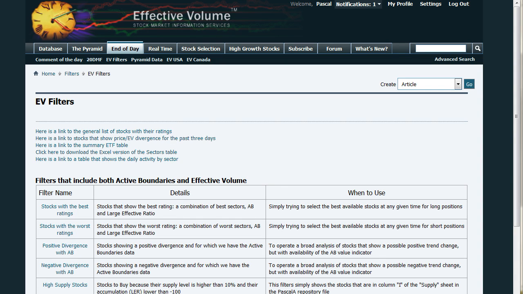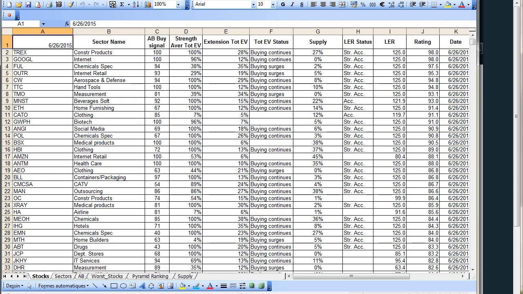Welcome back. Today's video is about the database that you can find in this link here. This is the repository database of all the stocks that are in the effective volume website. If we click here, we can download here the general file, Excel file that includes all the data of all the stocks in the database.